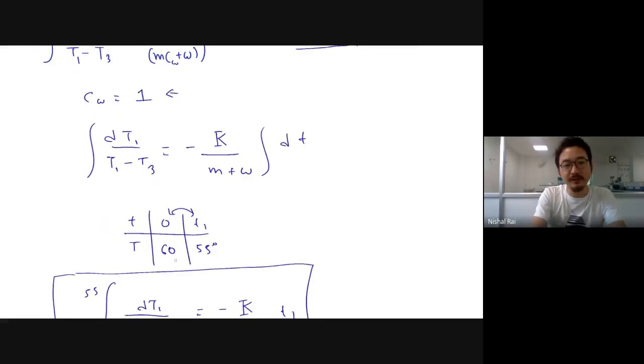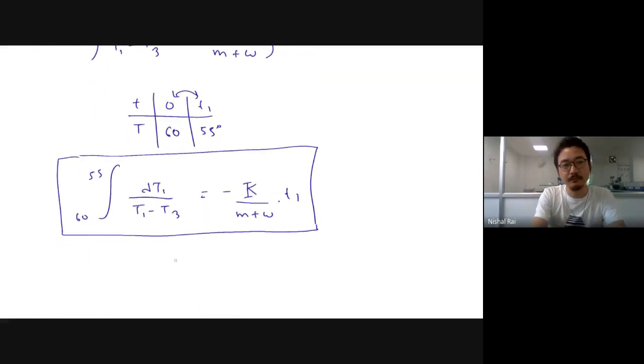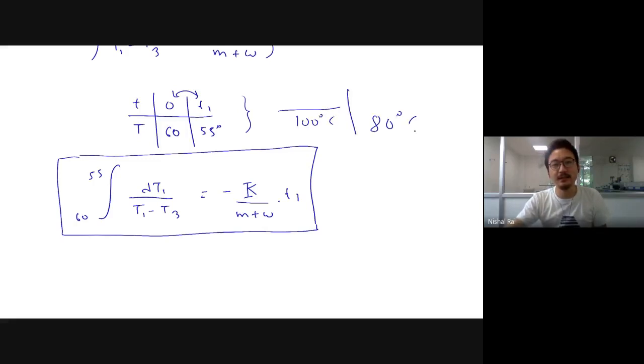Why use 60 and 55, is that what you are asking? Yes, sir. Actually, we are just assuming that initially the water was at temperature 60. You can take any number. Let's say that it was at 100 degrees Celsius and after some time it went to 80 degrees Celsius. Initially, and it took T1 time. So that's why we are just roughly using this. We are just assuming this. Is this point clear? Yes, sir.